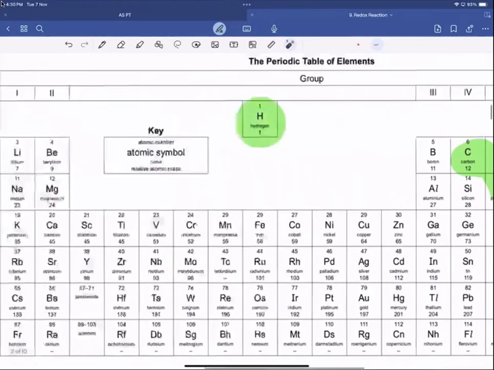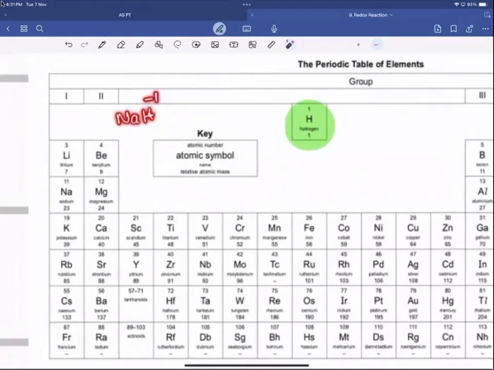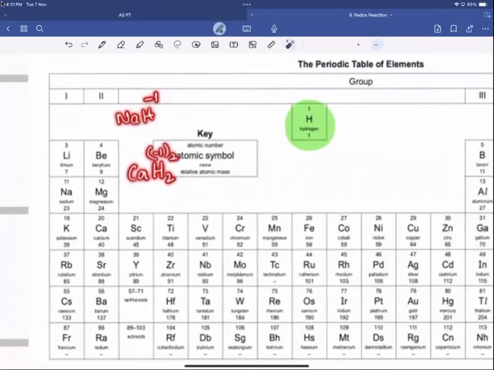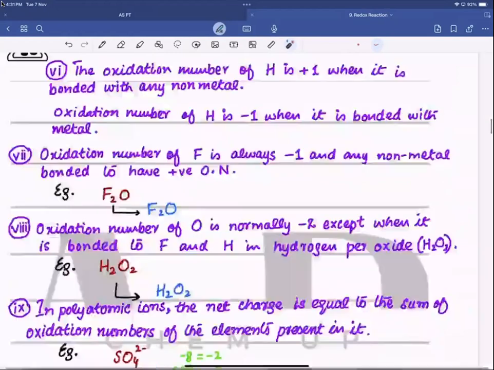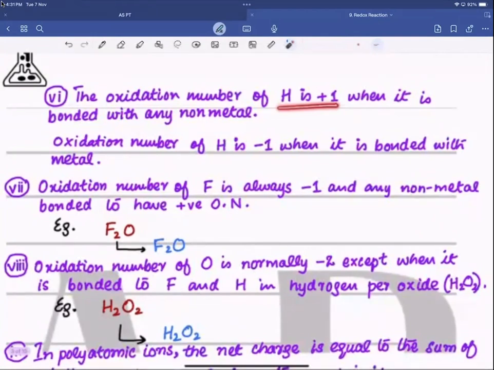Now, if hydrogen is bonded to sodium, for example, is sodium a metal or a non-metal? Metal. The oxidation number of hydrogen becomes negative. Understood? Yes, Khatija, if it's bonded to calcium, then in this case also the oxidation number of hydrogen is going to be negative. So these 2 points cover this: its oxidation number is +1 when it is bonded to any non-metal, and -1 when it is bonded to a metal.